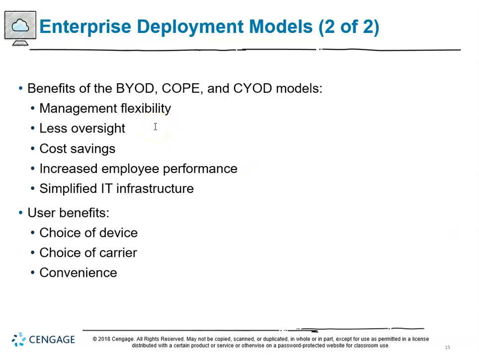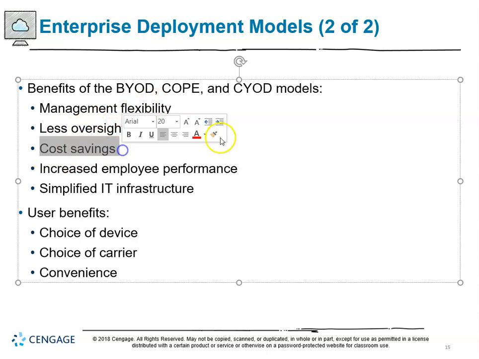So let's talk about the benefits. I alluded to a few of them in the last slide. The benefits of BYOD, COPE, and CYOD. Management flexibility, less oversight, cost savings. A lot of organizations will jump on that to justify their choice of BYOD. Increased employee performance because the employees now have a device they're comfortable with. They had some say in which one was picked, and some people like certain apps, certain OSs more than other apps and OSs that other people might like. Simplified IT infrastructure, and the user benefits here: choice of device, choice of carrier, and convenience.